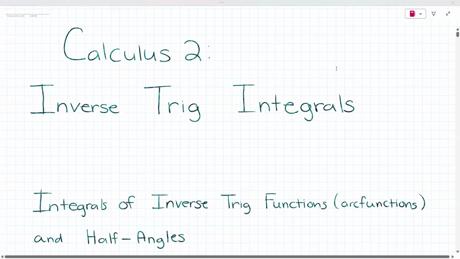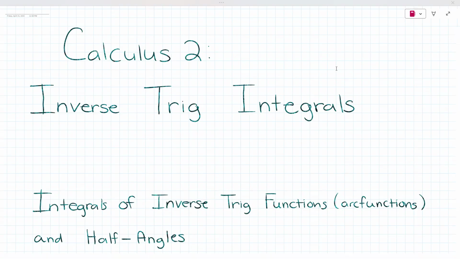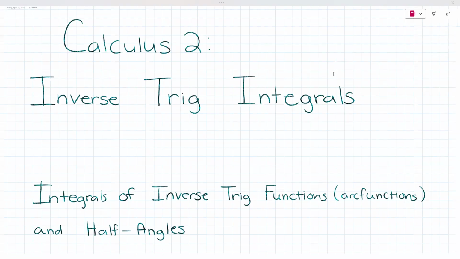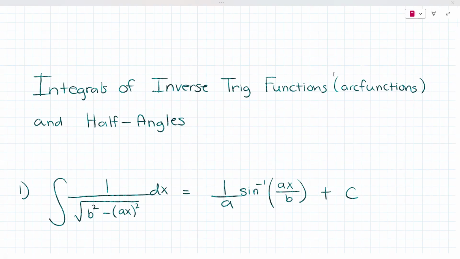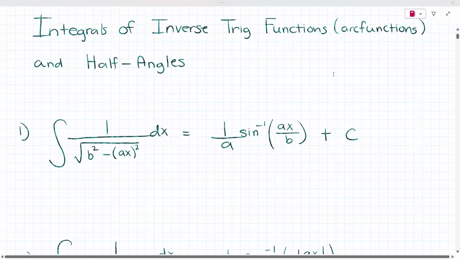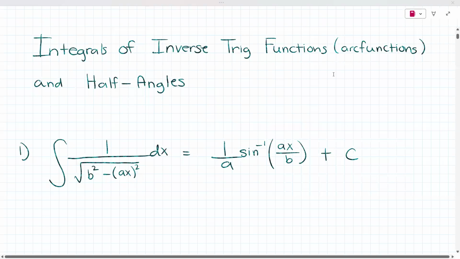Hello. In this video I will go over three main inverse trig integrals and the two half angle integration rules. This is Calculus 2, and this is inverse trig integrals. So let's go over the first three integrals of inverse trig functions, or arc functions. Go ahead and write this down in your notes.